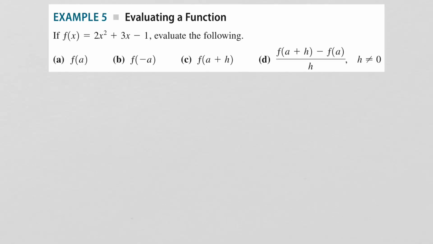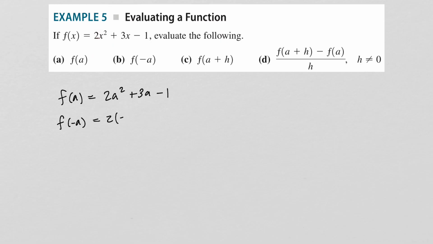In our next example, we want to evaluate each of the following expressions for the function that we are given here. So in part A, to find f of a, remember, all we have to do is replace x with whatever's in here. So if you replace x with a, you are essentially just changing the variable of the function, right? It's kind of like the same function, but you're just changing the x to an a. So that's not too bad. How about f of negative a?